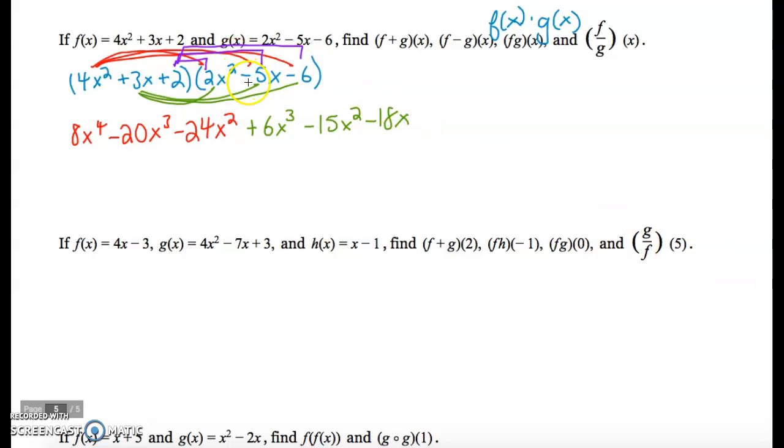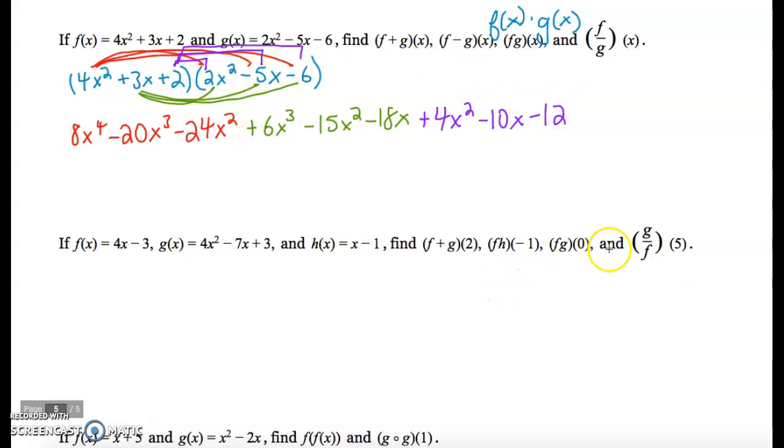And for my last one, we have 2. We're going to be multiplying by every piece. So 2 times 2x squared will give me 4x squared. 2 times negative 5x will give me negative 10x. And 2 times negative 6 will give me negative 12.